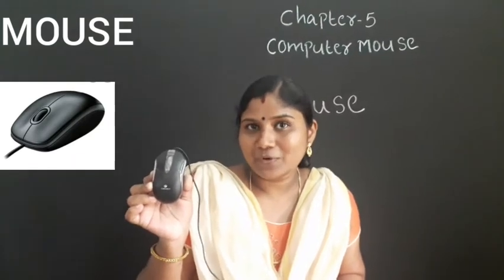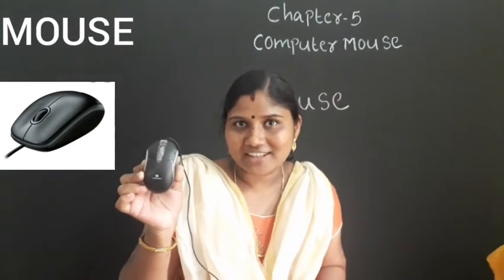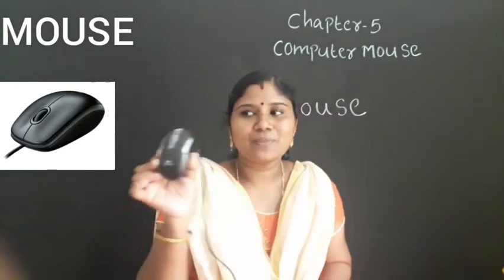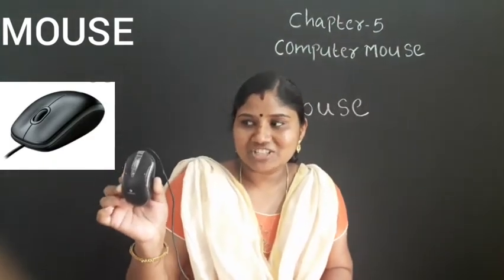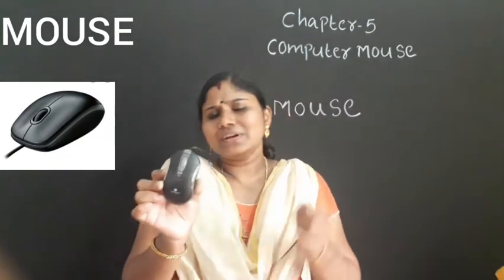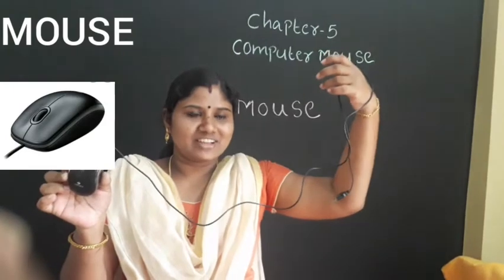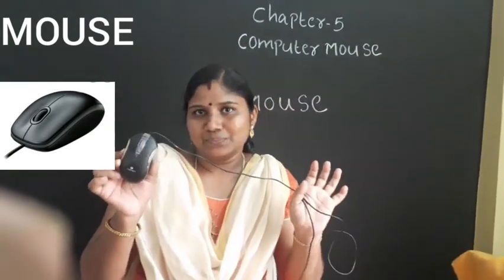What is the shape of mouse? Oval shape. Okay, all of you understand? The shape of mouse is oval. This is an oval shape device. Look here. What is this? Yeah, this is a wire. This wire is connected to the CPU.